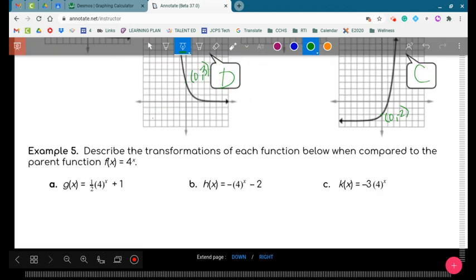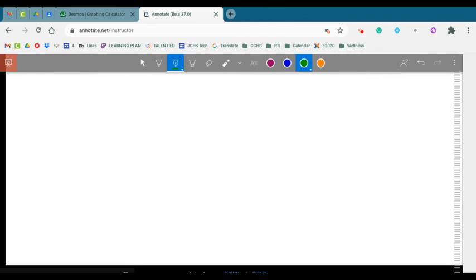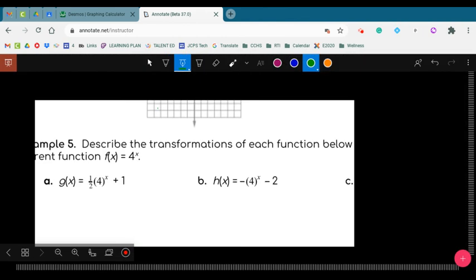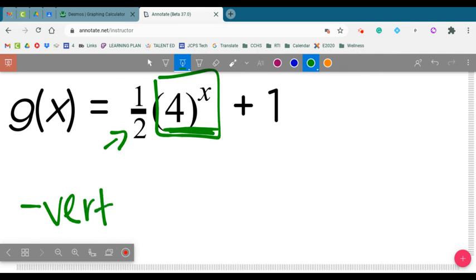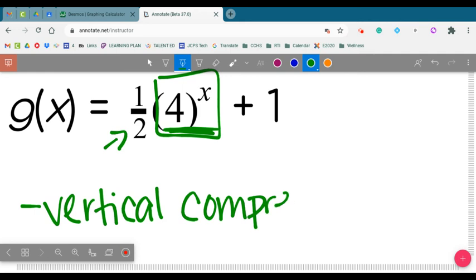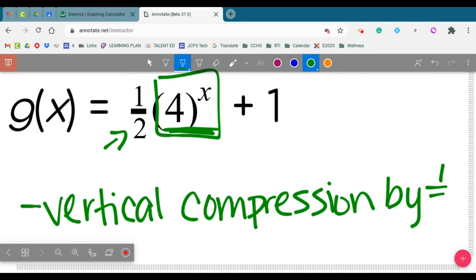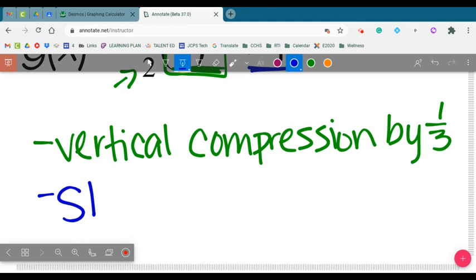Okay, describe the transformations of each of the functions when compared to the parent functions. Okay, we're going to describe these transformations. So this is our base. It's whatever is changing with this. We have a fraction in front, so this is a vertical compression by 1/3. And then in the back, we have the +1, so that's a shift up 1.